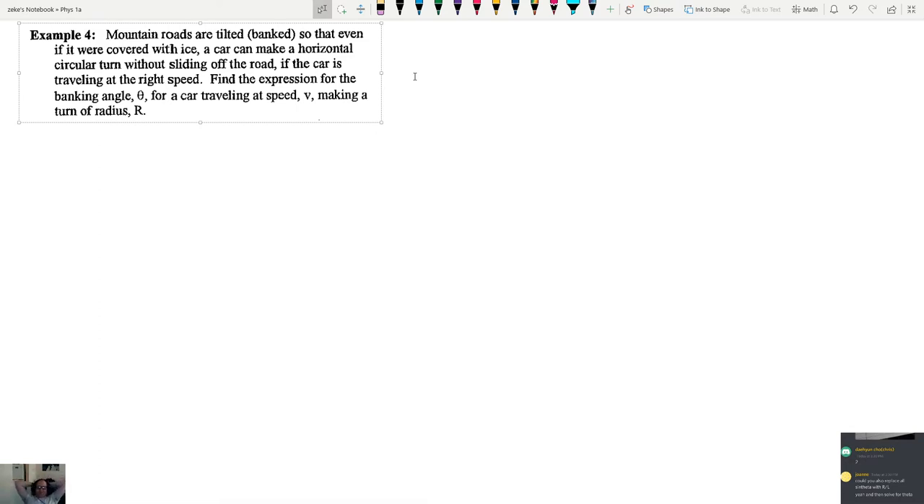So, it says, mountain roads are tilted, which means banked, so that even if it were covered with ice, a car could make a horizontal circular turn without sliding off the road. This is probably something you may have seen before if you've driven through the mountains at all.